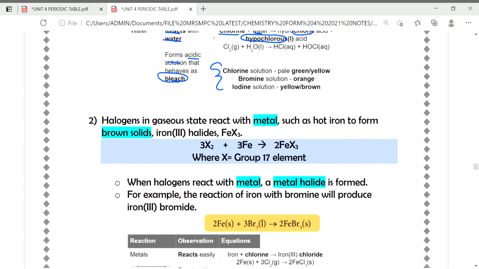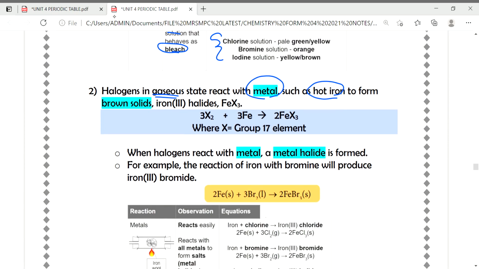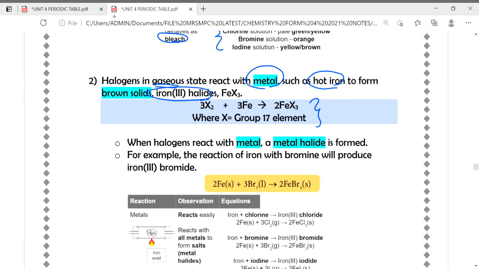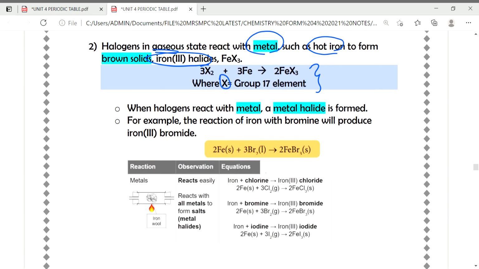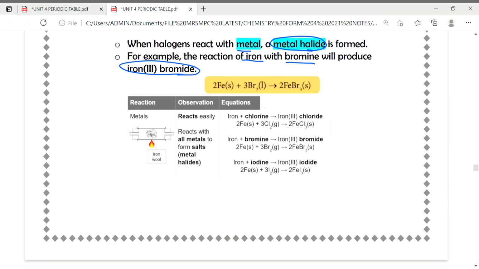Tak perlu hafal pun. Alright, so second, halogen in gaseous state, gaseous ni dalam bentuk gas lah, react with metal. Contoh metal, iron, to form a brown solid, iron halide. Ini adalah contoh equations dia. X react dengan iron akan dapatlah iron halide. So X is group 17. Okay, when halogen react with metal, metal halide is formed. For example, the reaction of iron with bromine will produce iron(III) bromide. Okay, ini adalah contoh dia.